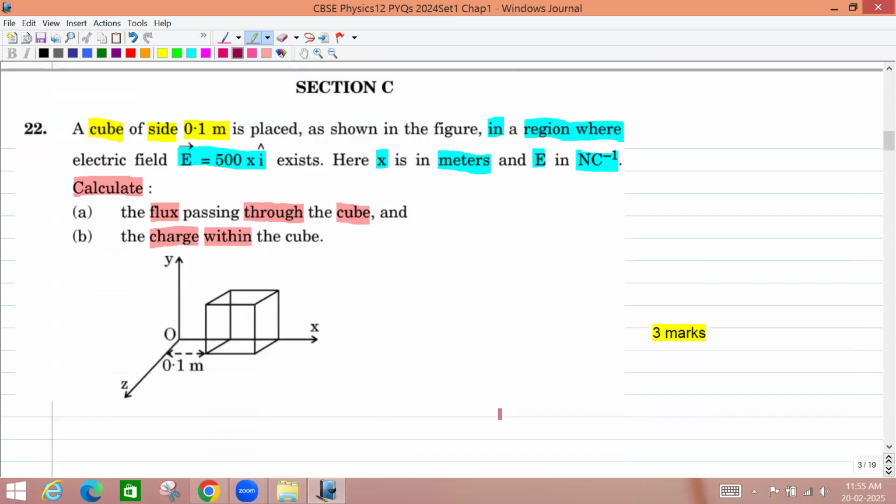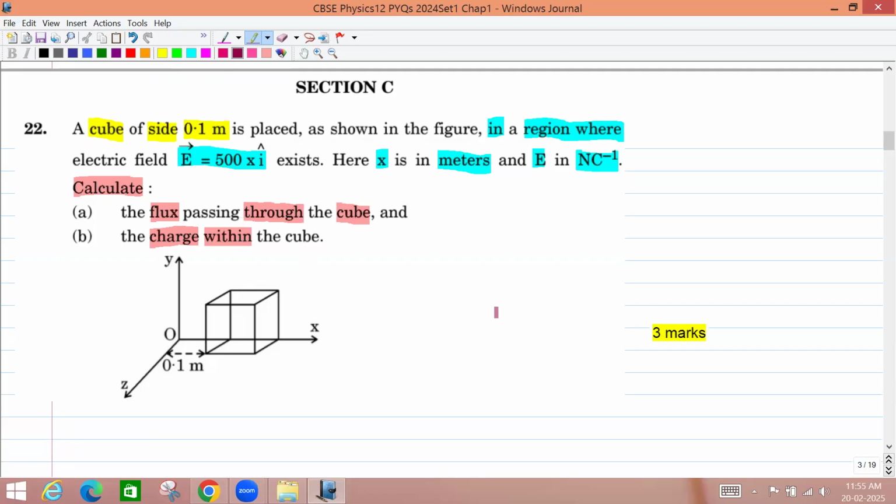This is the next question. It's a 3-mark question. A cube of side 0.1 meter is placed as shown in the figure in a region where the electric field E is 500x i cap. Here x is in meters, SI unit, and the electric field is in Newton per coulomb, also SI unit. Calculate A, the flux passing through the cube, and B, the charge within the cube.